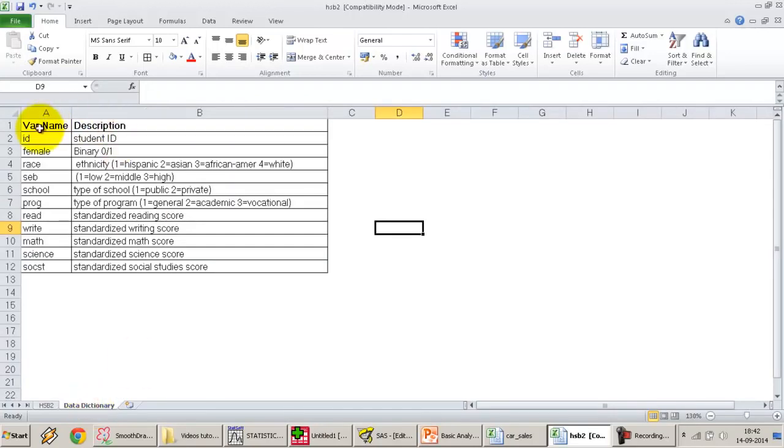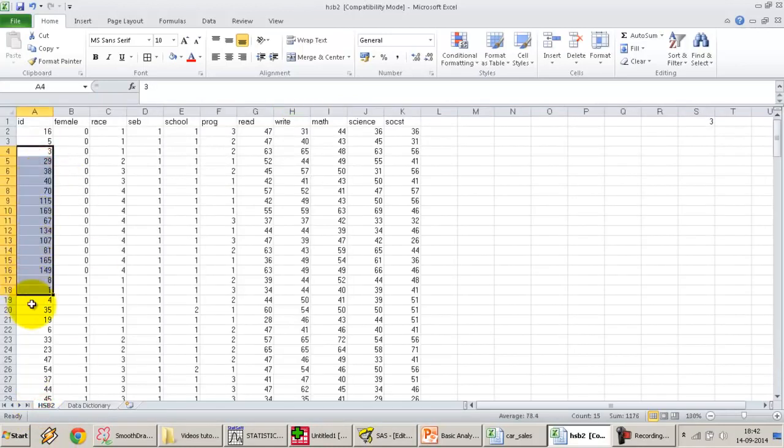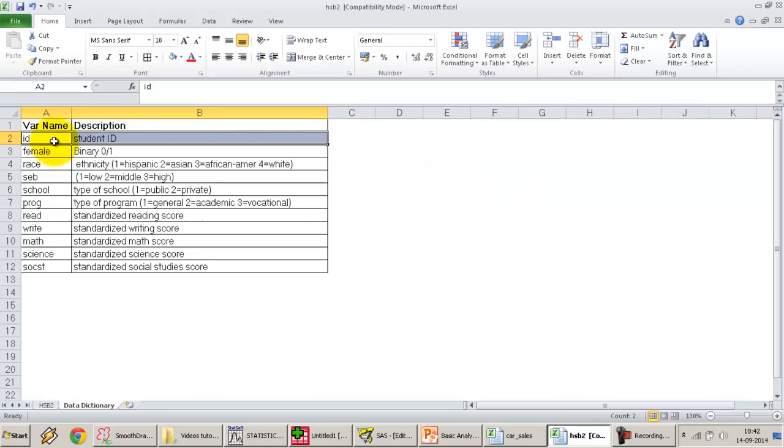This is a data set of about 200 students. We have the ID for each student. As you can see, ID is a numeric variable. But I'm going to ask you later on to try and classify this. What kind of variable do you think this is, right?